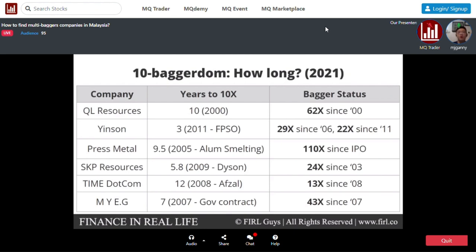So how long did it take for these companies to do a 10-bagger? QL Resources took 10 years.